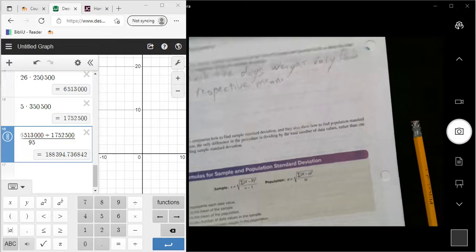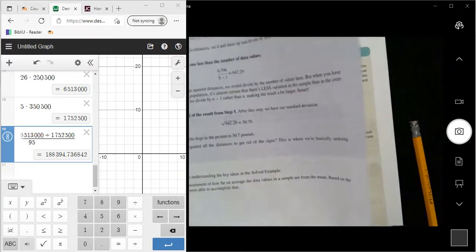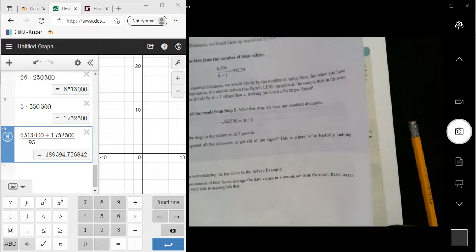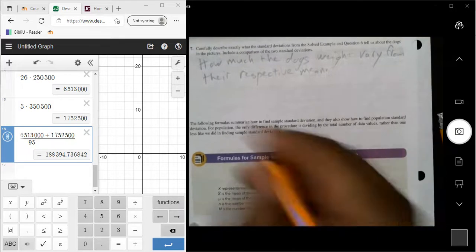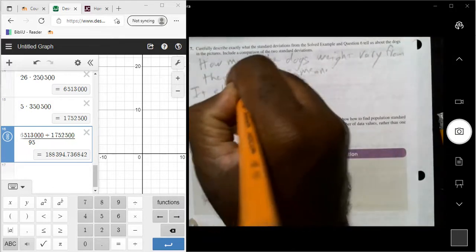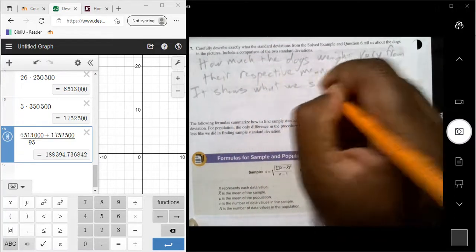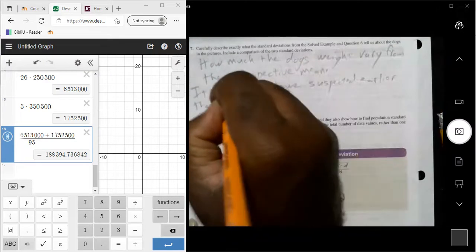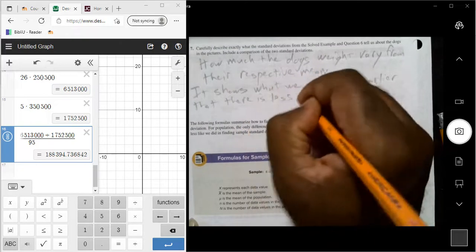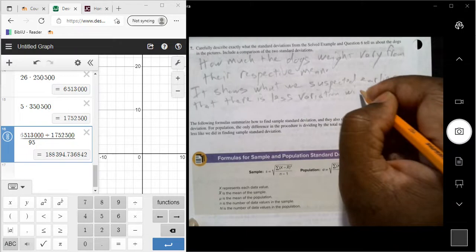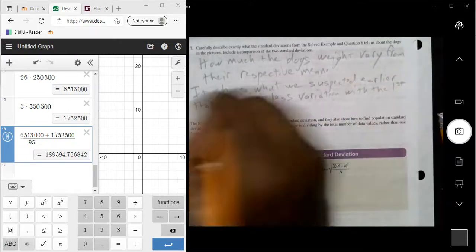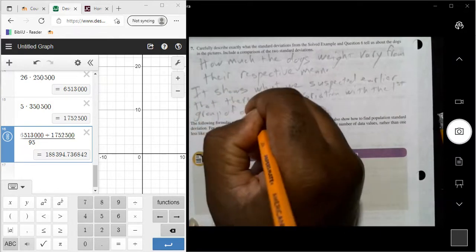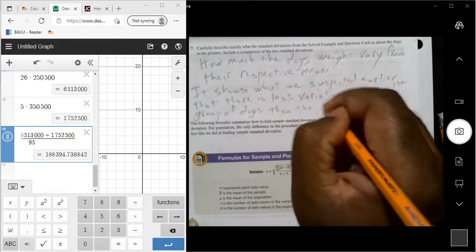Now they ask us to include a comparison of the two standard deviations. So the first one is 7.37 and the second one is 30.70. So it says, what does it mean? It shows what we suspected earlier, that there is less variation with the first group of dogs than the second group of dogs.